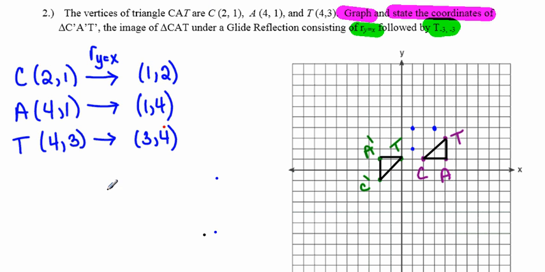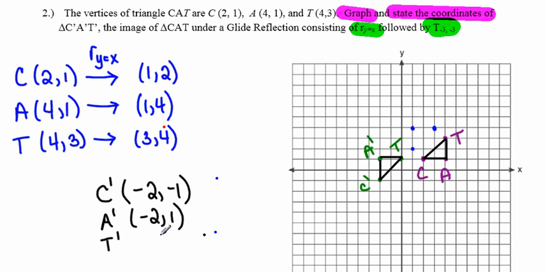So to wrap this thing up, I'm going to go ahead and state the coordinates of CAT prime, our new triangle. So point C prime, it looks like, is at the point whose coordinates are negative 2, negative 1. A prime is at the point whose coordinates are negative 2, 1. T prime is at the point whose coordinates are 0, 1.